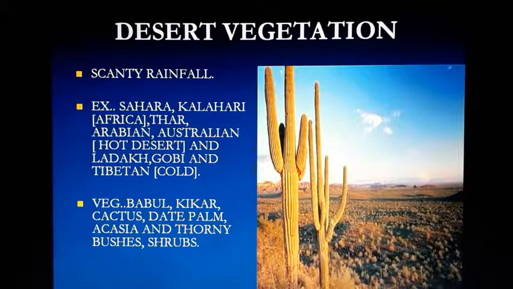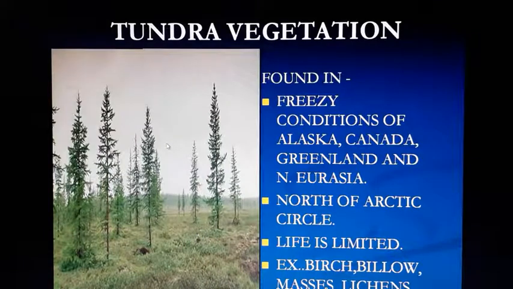Vegetation we found here: babool, kikar, cactus, date palm, acacia, and thorny bushes and shrubs. Okay, the tundra vegetation is found in the freezing conditions of Alaska, Canada, Greenland, and North Eurasia. It is found at the north of the Arctic Circle. Life of such vegetation is very limited actually. And the examples are sedge, willow, mosses, and lichens.